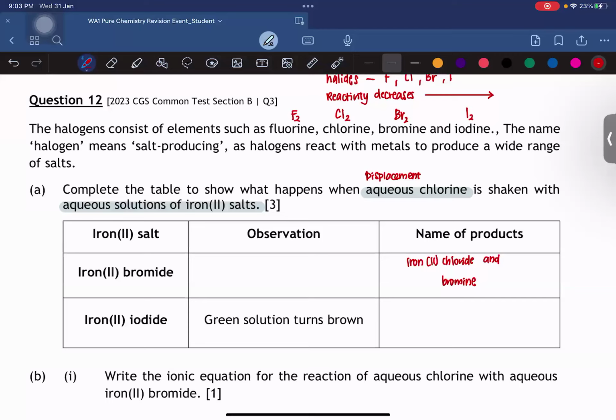Now, guys, this bromine is what kind of bromine? Solid bromine, liquid bromine, aqueous bromine, or gaseous bromine? Aqueous bromine, understand? Because it's inside a solution. What is the color change involved here? Good. Green solution turns reddish brown.